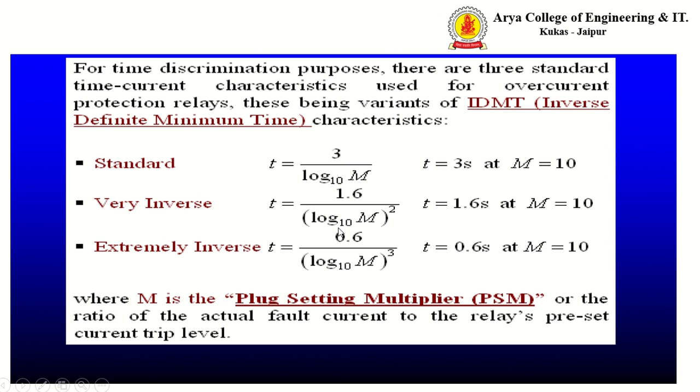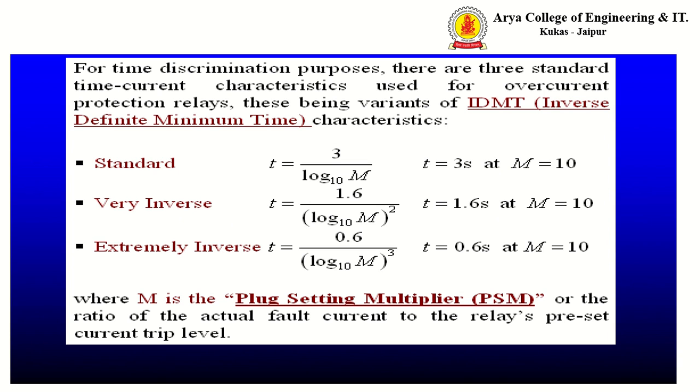Very inverse means a very steep curve. It equals 1.6 seconds, and m equals 10. Here similarly m equals 10. See here it is 3, it is 1.6, it is again decreasing. 0.6 means extremely inverse, a sharp curve.